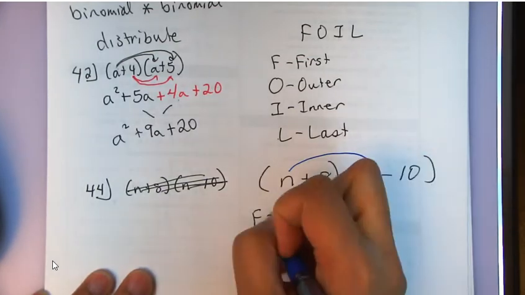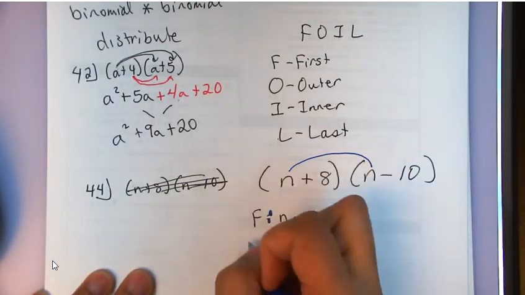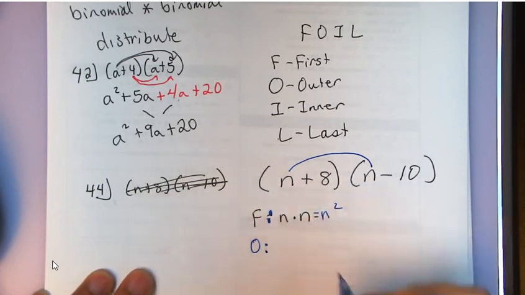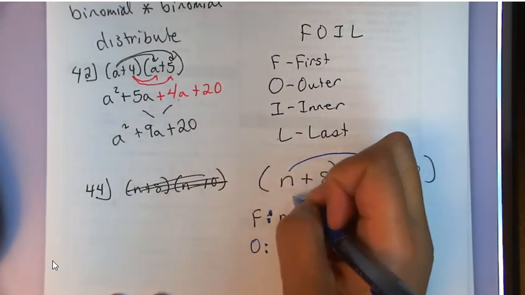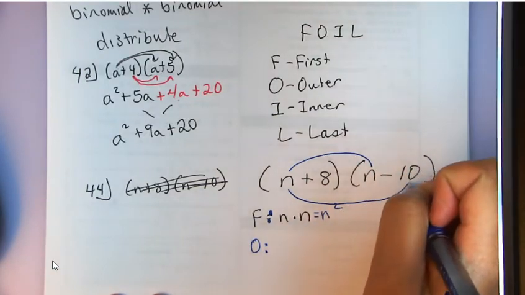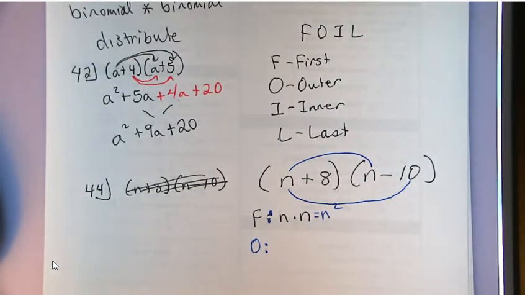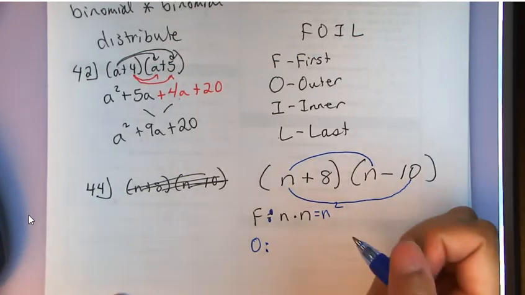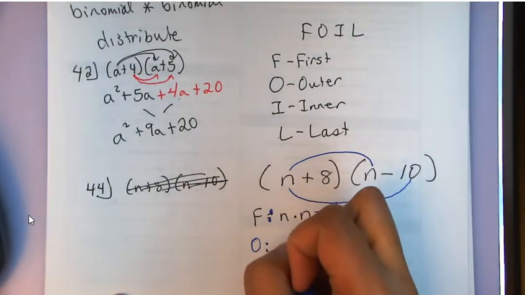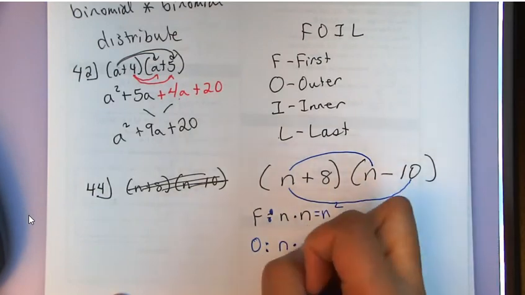Then we move to O, the O spot. O is outer, so the outside. Here's the O. And so we end up with n times negative 10, which is a negative 10n.